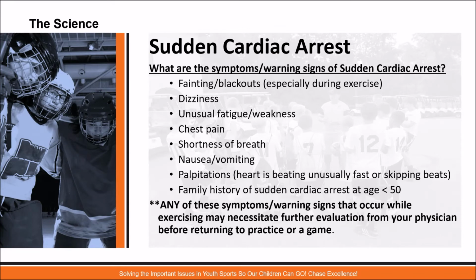Sudden cardiac arrest. What are the signs, symptoms, warning signs of sudden cardiac arrest? Fainting, blackouts, dizziness, unusual fatigue and weakness, chest pain, shortness of breath, nausea, vomiting, palpitations, a family history of sudden cardiac arrest at age under 50. This is very important. That's why the pre-participation physical. So are there really these warning signs, and do they occur? Yes, they occur, but people have to be very observant. What does sudden cardiac arrest look like? Let's see.